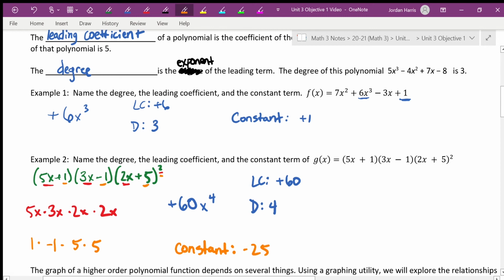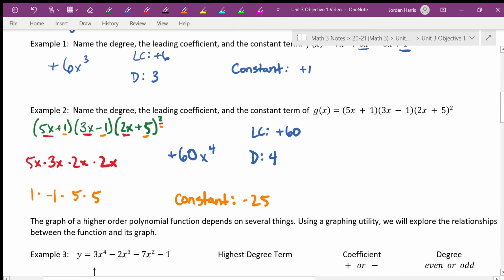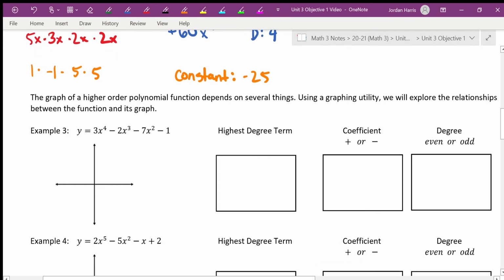So notice you don't have to multiply the whole thing out, just the parts you need. The biggest exponent of each part is going to give you the leading term. Then the one without an exponent in each part is going to give you the constant term.